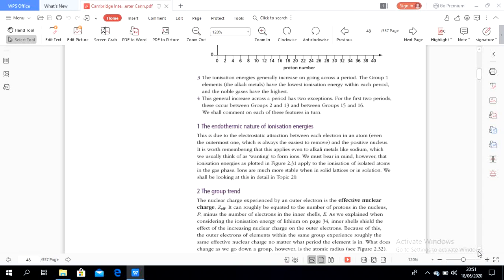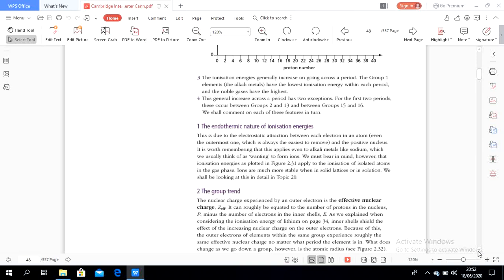But there is an exception. The general increase across a period has two exceptions. This occurs with group 2 and group 13, and between group 15 and group 16. Okay, later we are going to discuss this.